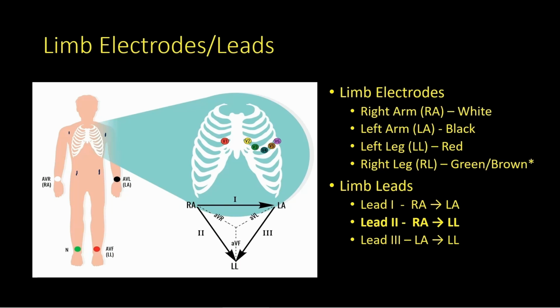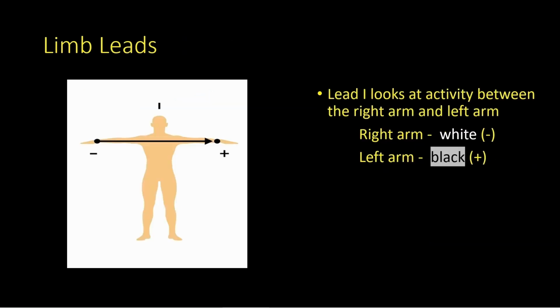Looking at it a little bit more in depth, here we have lead 1. Now the negative electrode for lead 1 is at the right arm. The positive electrode is at the left arm. So electricity moving from here to here will show in lead 1 as an upward or a positive deflection because it's moving toward the positive electrode.